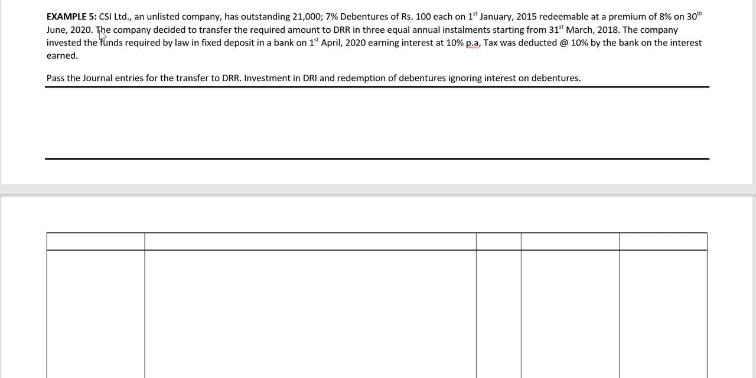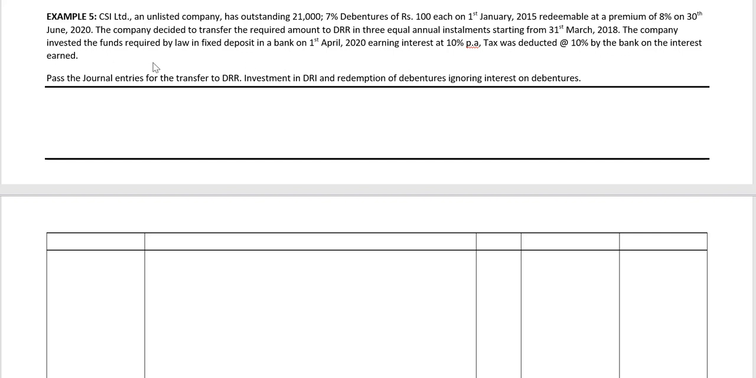Example 5. CSI Limited, an unlisted company, has outstanding 21,000 7% debentures of rupees 100 each on 1st January 2015, redeemable at a premium of 8% on 30th June 2020. The company decided to transfer the required amount to DRR in 3 equal annual installments starting from 31st March 2018.